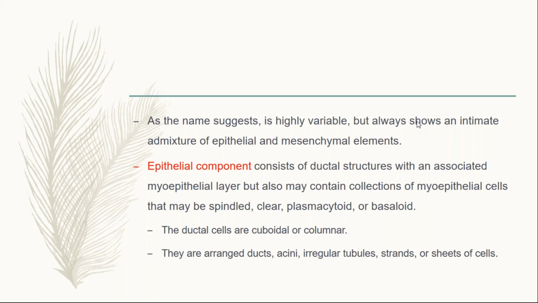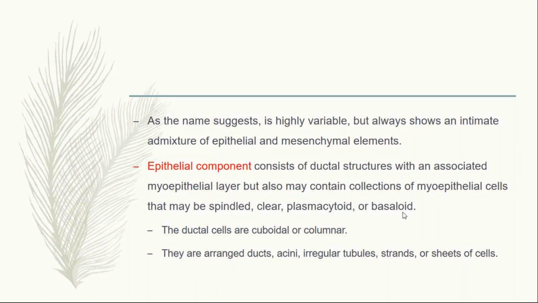Therefore, these tumors consist of both epithelial and myoepithelial components, and the mesenchymal component arises from the myoepithelium. Okay, so this epithelial component consists of ductal structures with an associated myoepithelial layer. The ducts are surrounded by myoepithelium, or sometimes the myoepithelial cells are present individually, without duct structures. These myoepithelial cells are present individually and are arranged in the form of irregular tubules, strands, or sheets of cells.